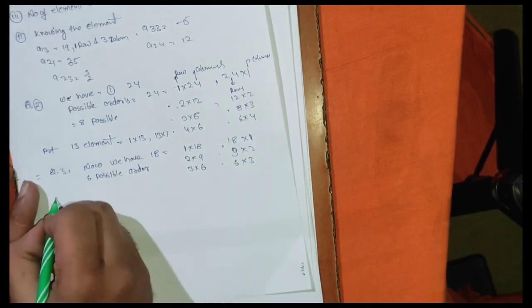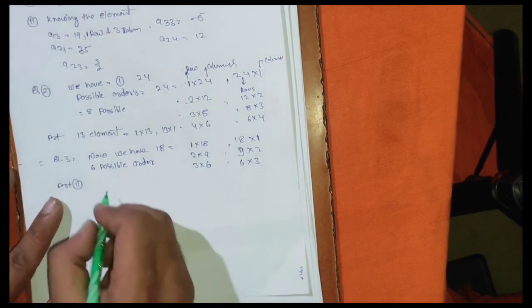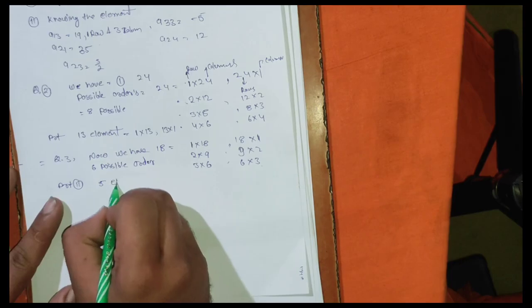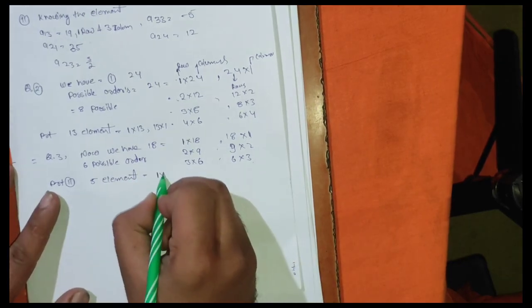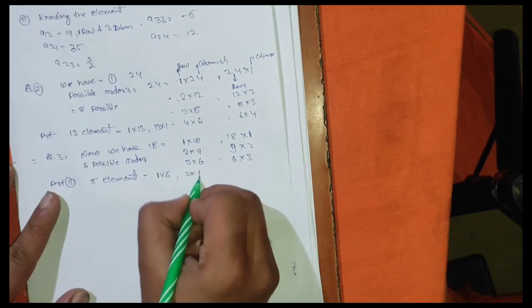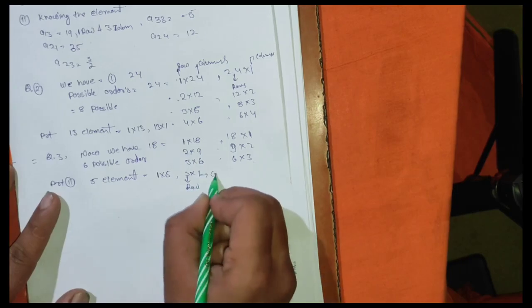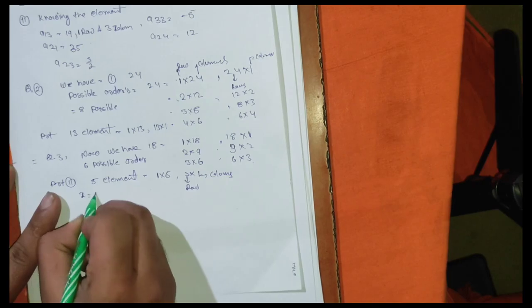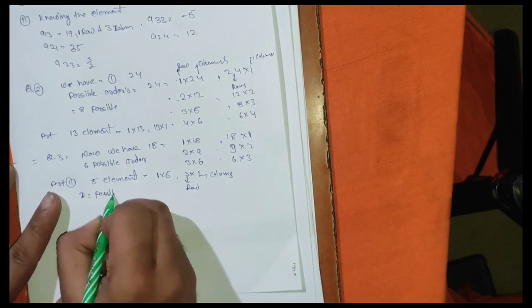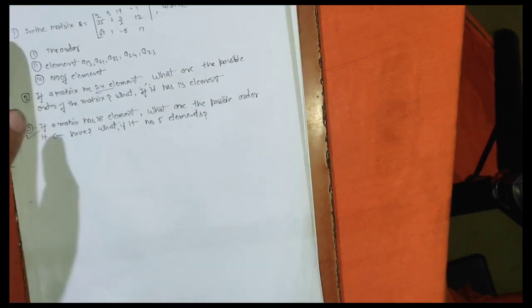Now the part 2: what happens if we have 5 elements in the matrix? It has 1 by 5 and 5 by 1, meaning 5 rows and 1 column. So there are 2 possible orders. Okay, so we have done our task for questions 1, 2, 3.